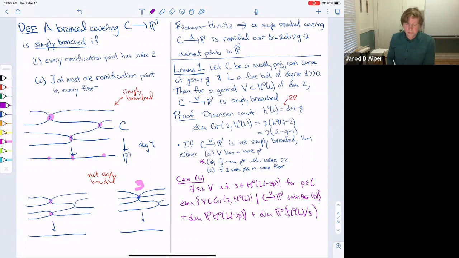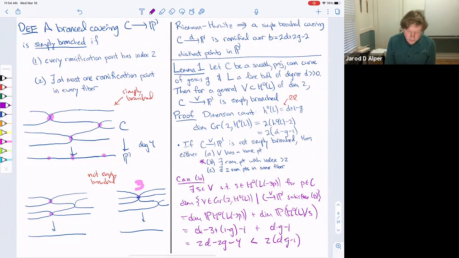And then if you do this dimension count using Riemann-Roch, you just compute that this dimension is, I'll cheat, I have it written here, D minus 3 plus D minus G minus 1. And then if you compute this, this is 2D minus 2G minus 4, which is strictly less than 2DG minus 1. Right, and then for cases A and C, you argue similarly. You just compute the dimension of that condition, and you show it's less than the Grassmannian. So this gives us the existence of simply branched covers, sort of the starting point for these arguments.